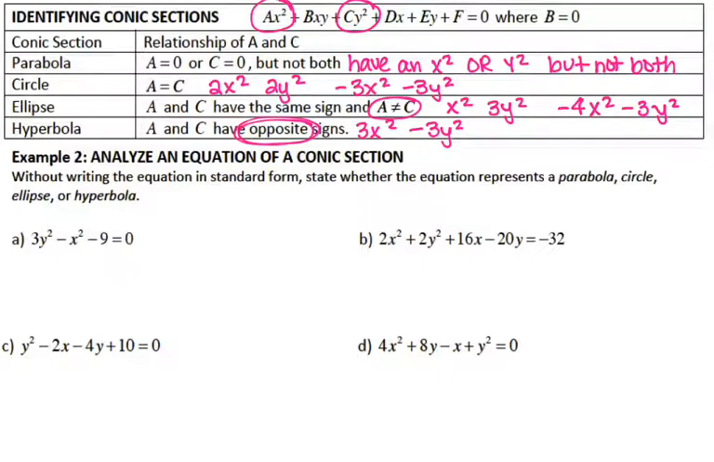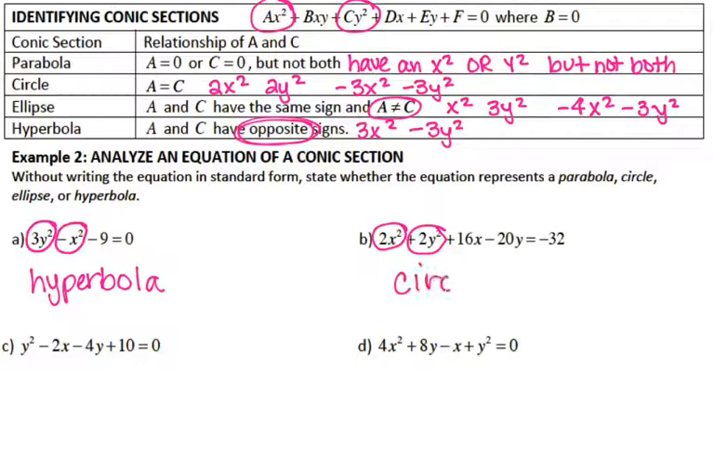Okay, so what I'm looking for is my x squares and my y squares. So I have 3y squared minus x squared, and I have my a and c being opposite signs. So this one is a hyperbola. For letter B, I have 2x squared and 2y squared. So my a and c are the same, and that creates a circle. I did not spell circle right. That's embarrassing. Circle. And then for letter C, I only have a y squared. I don't actually have an x squared, which makes that a parabola.